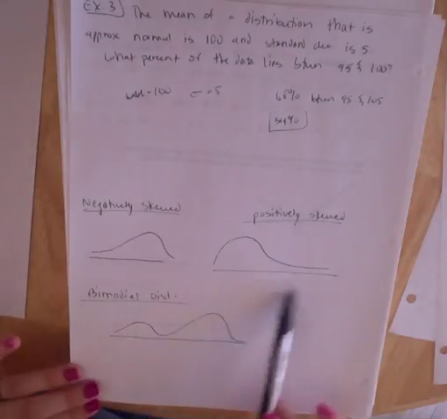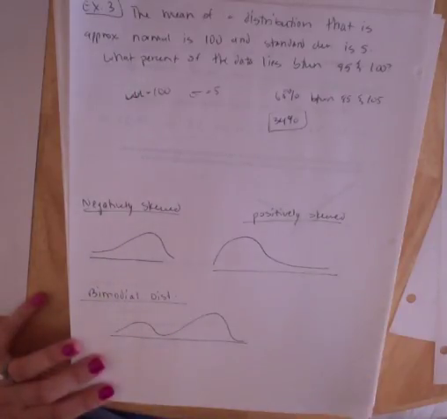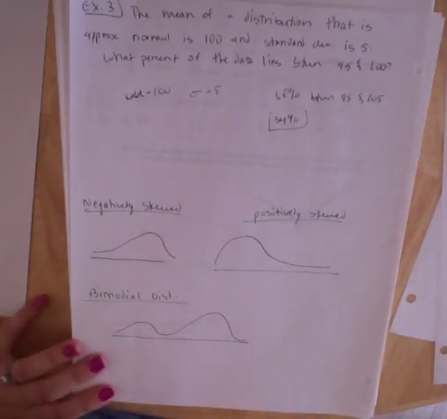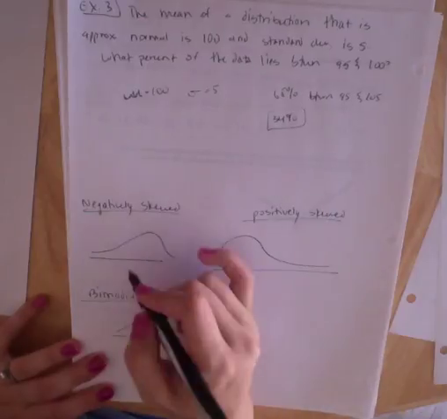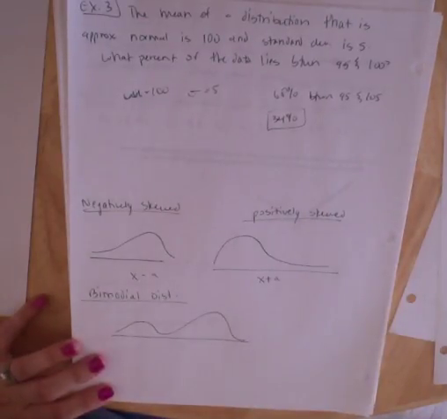Now, these are different types of normal distributions you'll see. You can see negatively skewed, it's skewed to the right. Positively skewed is skewed to the left. Just like when we have horizontal translations, if we go to the right, we have x minus some value. To the left, we have x plus some value.